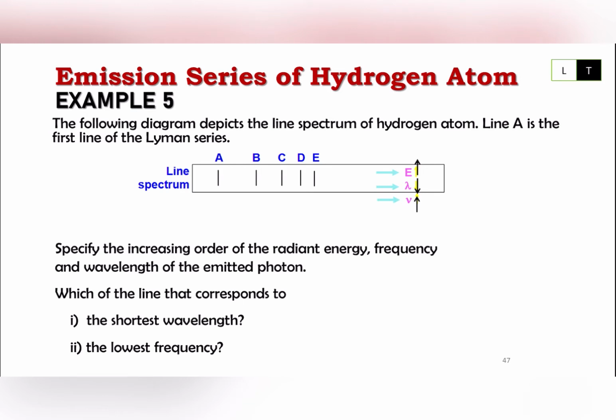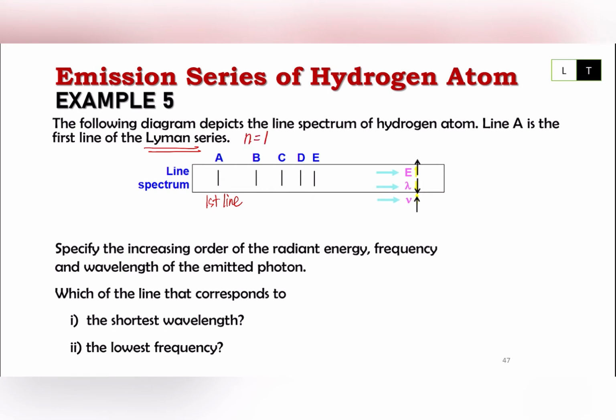Hi. I'm going to explain a few examples so that you can understand the emission series of the hydrogen atom. Let's go to example 5, where you have the first line as line A. You have to specify the increasing order of radiant energy, frequency and wavelength of the emitted photon based on this line spectrum. It is said that this is for the Lyman series, so the lower energy level will always be n equals 1.